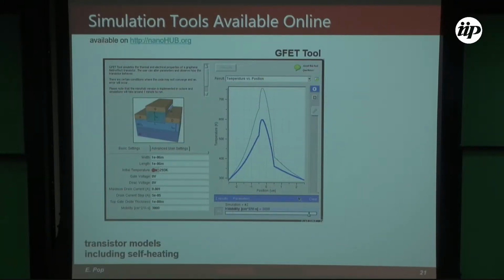I mentioned modeling work in my group, and some of the models that we've developed, when we have time and when the students are inclined, we put them on this website called the NanoHub, nanohub.org. And this is a graphene simulator tool that we put online. So you can go in there and it has some default parameters which are consistent with devices from our lab.